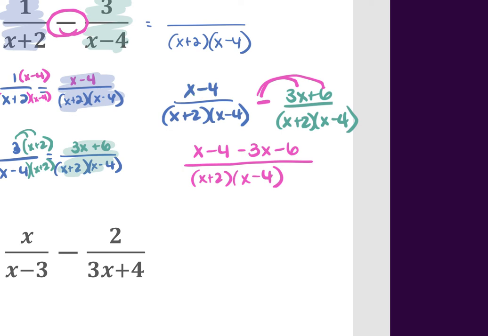And then I combine my like terms, so I've got x minus 3x, so that's negative 2x. And then I've got negative 3 and negative 4, and negative 6, which is negative 10, over x plus 2 times x minus 4.